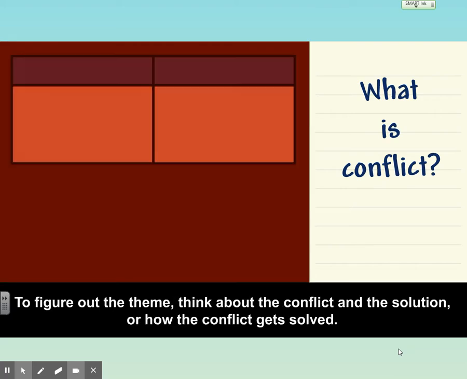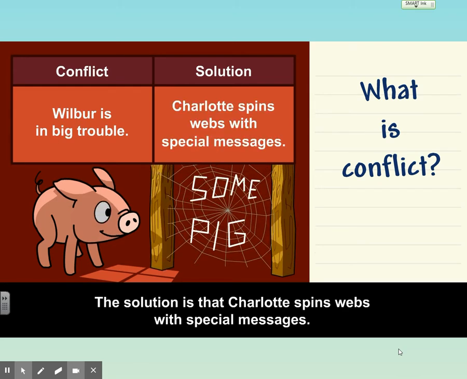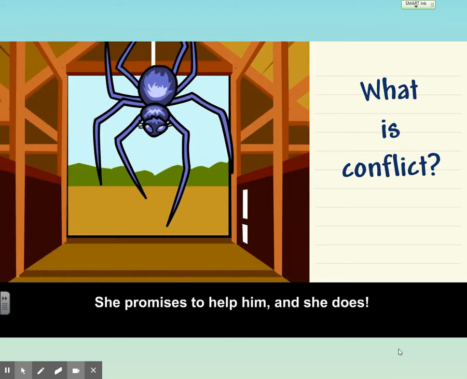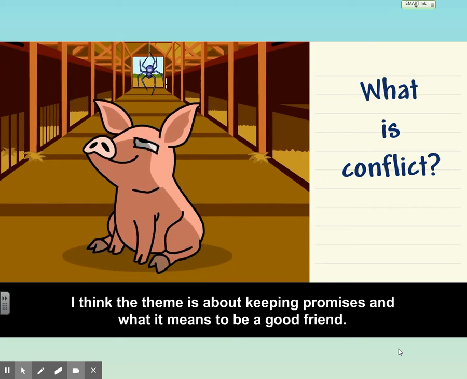To figure out the theme, think about the conflict and the solution, or how the conflict gets solved. The conflict is that Wilbur is in big trouble. The solution is that Charlotte spins webs with special messages. She promises to help him, and she does. I think the theme is about keeping promises and what it means to be a good friend.